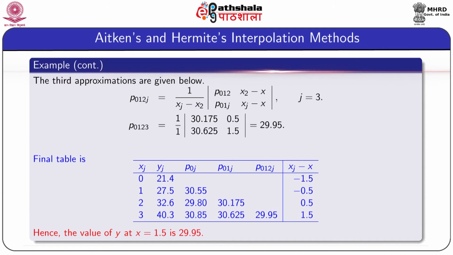So, this is the Aitken interpolation method to find the value of y for a given x, and note that the arguments are not necessarily equispaced. This is one advantage of the Aitken interpolation method. The arguments may or may not be equispaced.